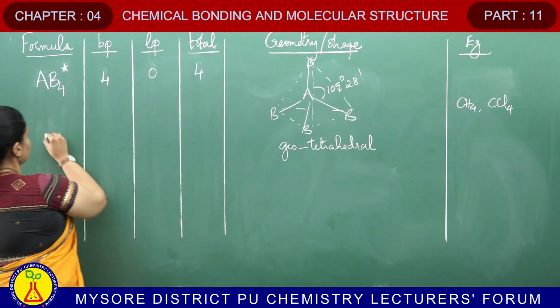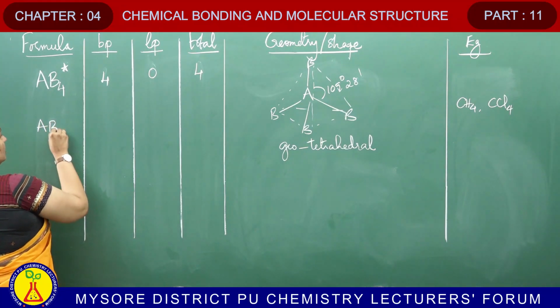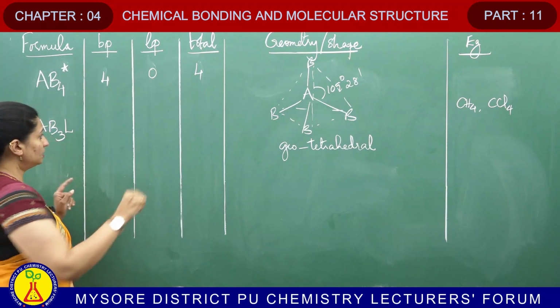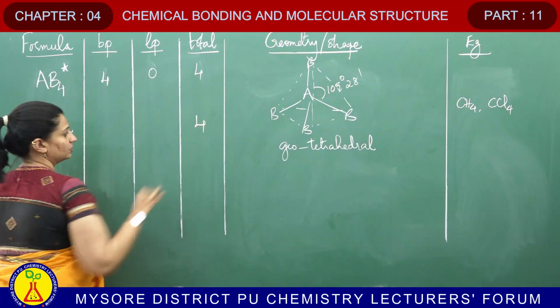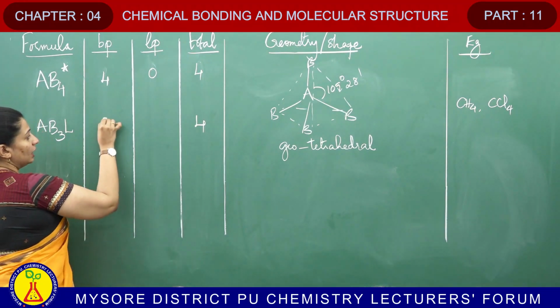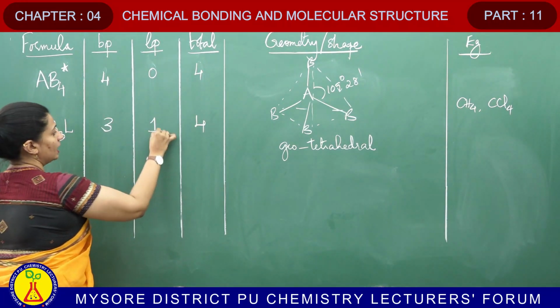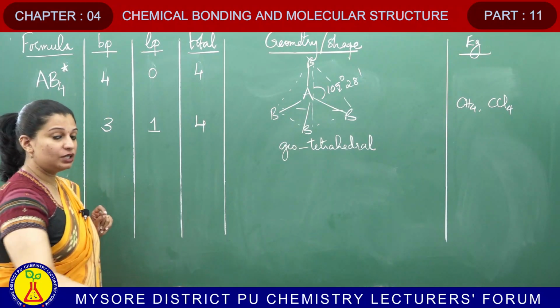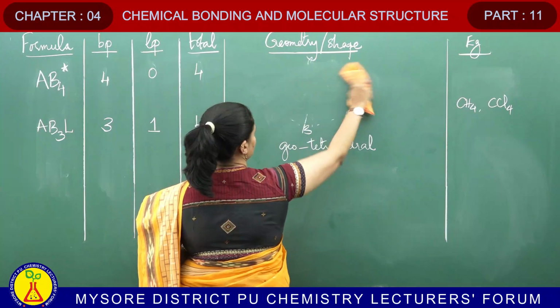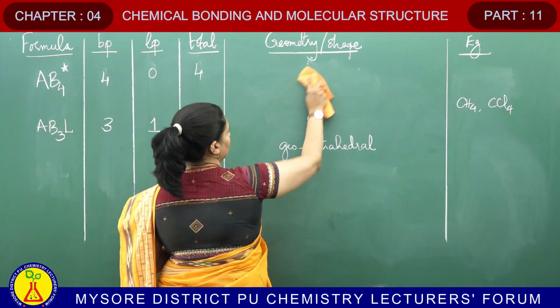So, next one that I am going for is AB3L. Remember, the total number of electron pairs is still 4. Now, you have 3 bond pairs and 1 lone pair. When you have 3 bond pairs and 1 lone pair, I am going to change the structure a little for you. So, let us see what happens now.